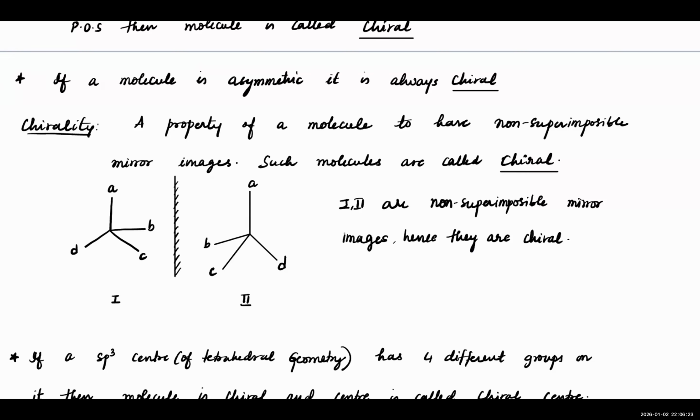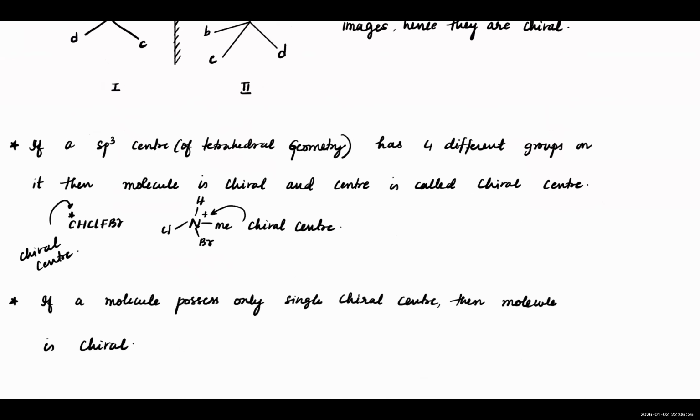And what is interesting to notice is that when a molecule does not have any plane of symmetry, center of symmetry, and axis of symmetry, we are definitely certain that it will be a chiral molecule. Now notice, if an sp3 center, tetrahedral geometry, has four different groups and it is chiral, the center is called a chiral center. Same way, a nitrogen having four different groups with a positive charge is also chiral. Because, like I said, it is only about the center. It is not necessarily a carbon center. It could be any center, a tetrahedral center with four different groups.